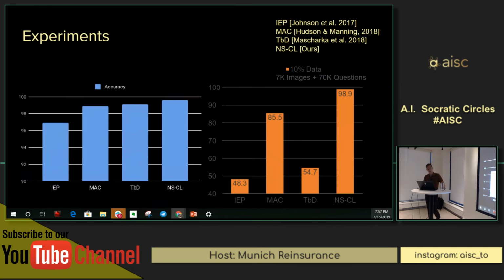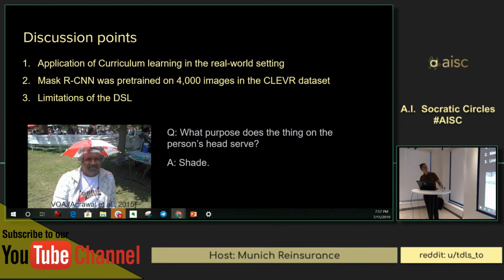Yeah, we have another discussion question. We touched on Mask RCNN. Yeah, it is pre-trained. Maybe someone has thoughts on how to avoid pre-training the Mask RCNN module, and we can come up with another paper.